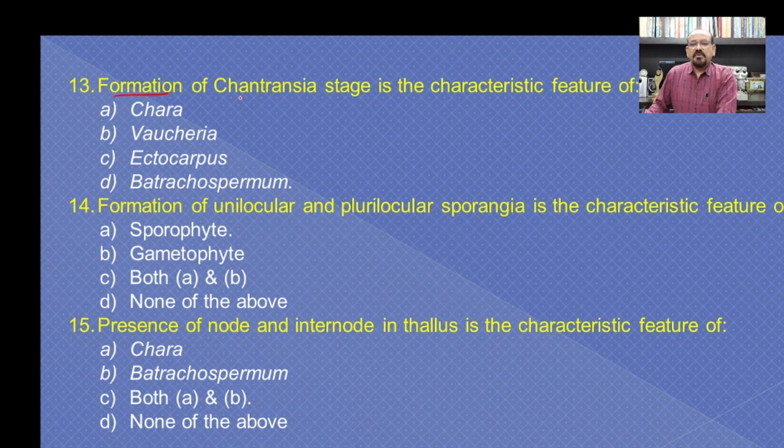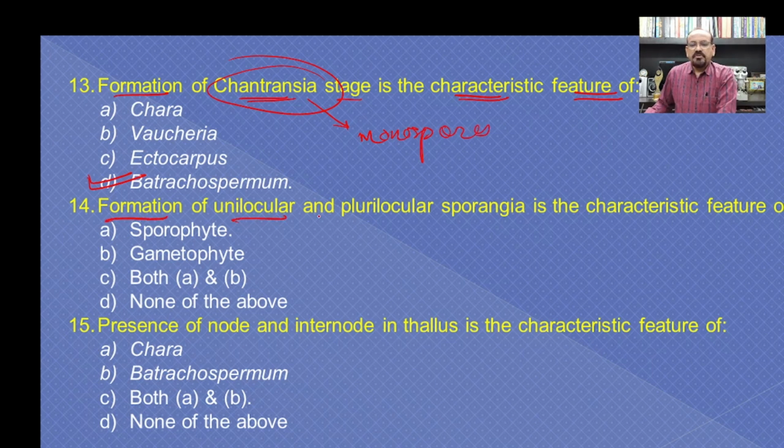Then, formation of the Chantransia stage is a characteristic feature of. The Chantransia stage is a character of Batrachospermum. After the germination of the spore, there is formation of a new plant body, and that is known as the Chantransia stage, which is involved in asexual reproduction by means of monospores.